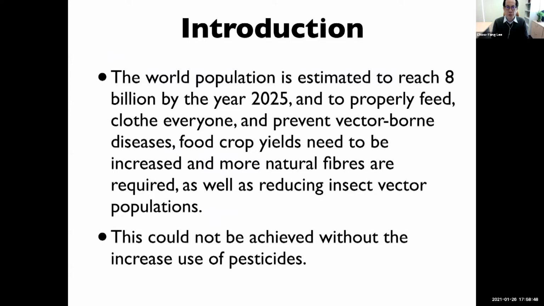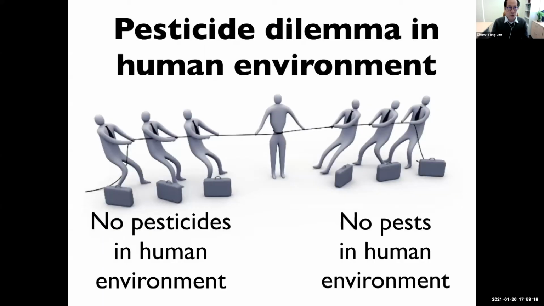So the world population is going to reach 8 billion people by the year 2025, and in order to feed and clothe, and also to prevent vector-borne diseases, food crop yields need to be increased, more natural fibers are required, as well as reducing the insect vector population. And all these would not be able to be achieved without the use of pesticide. So in the human environment, there is a dilemma. We do not want to have any pests in our environment, while at the same time, we also do not want to have any pesticide.